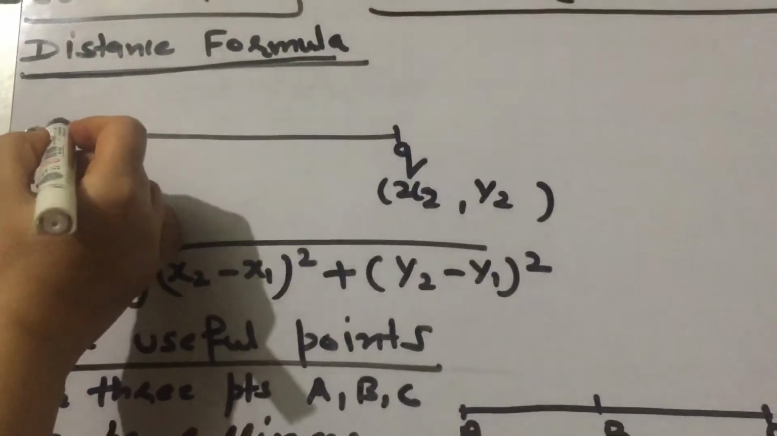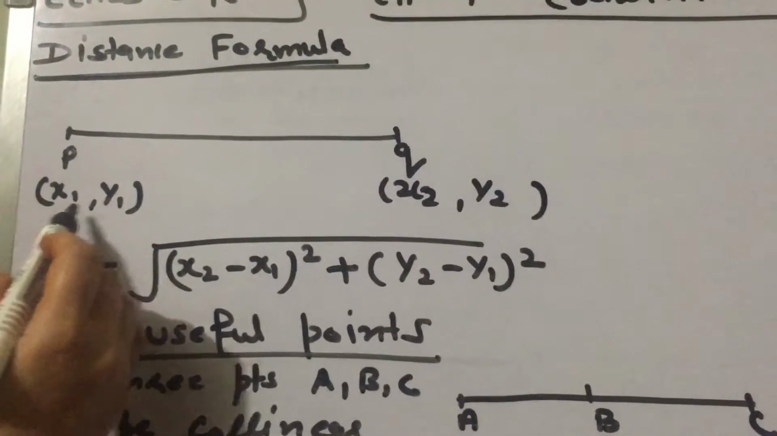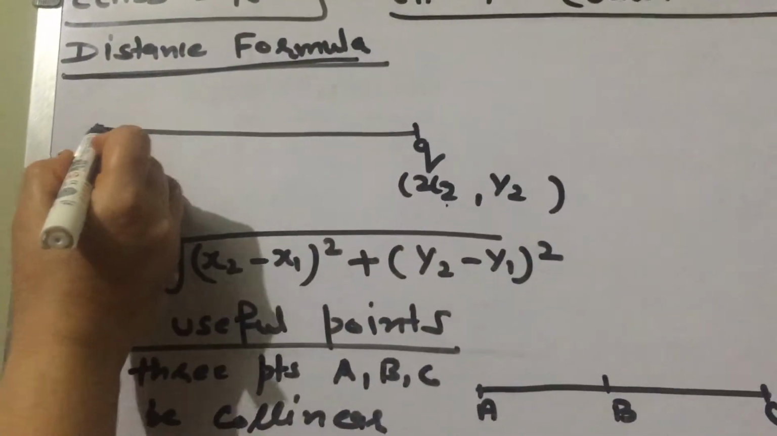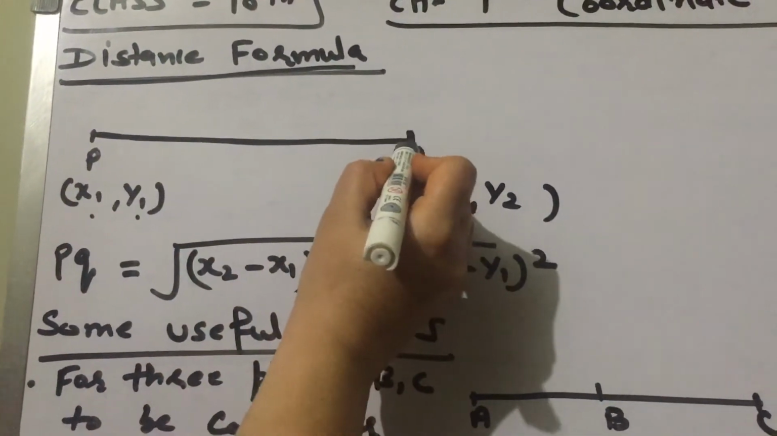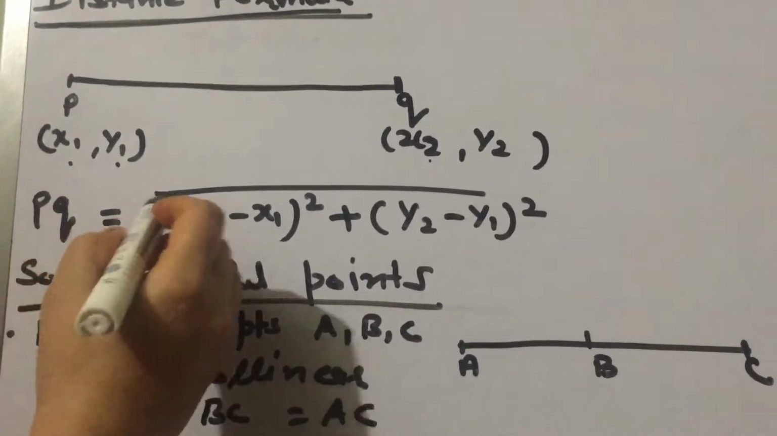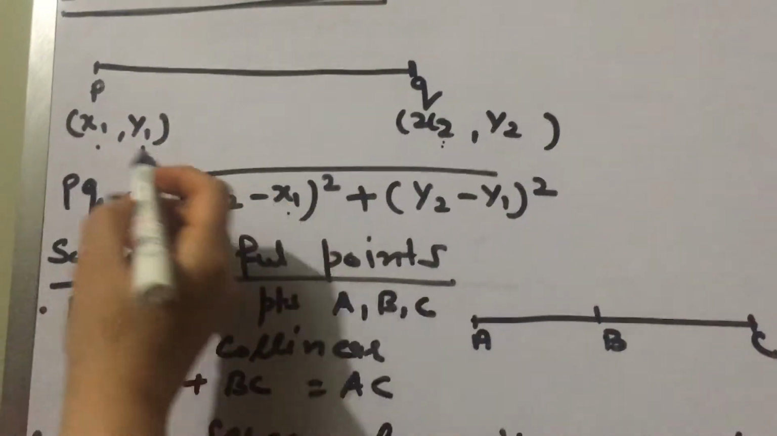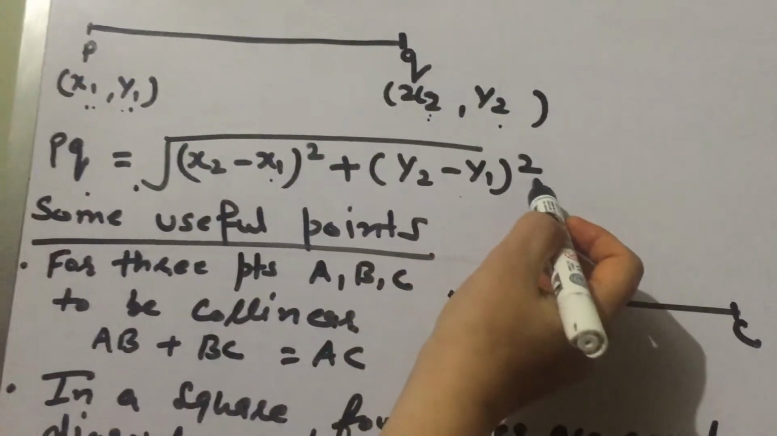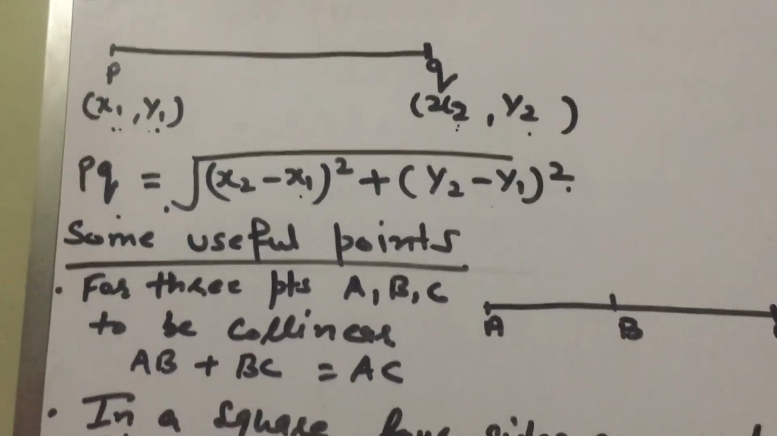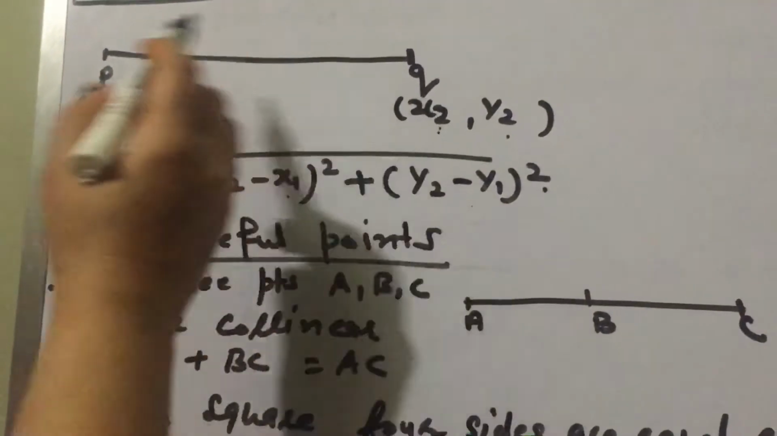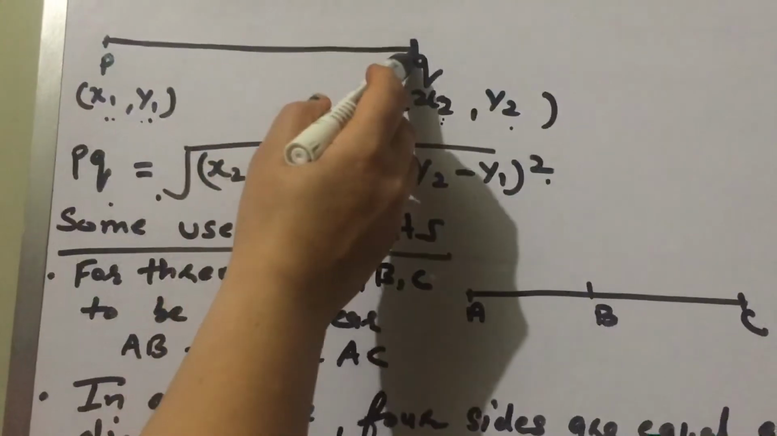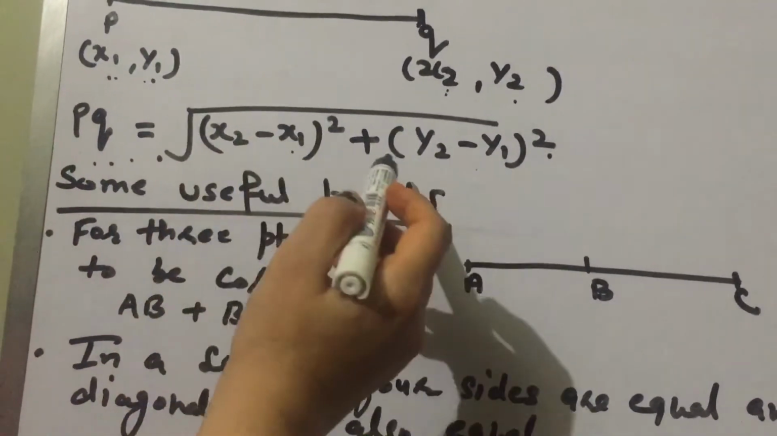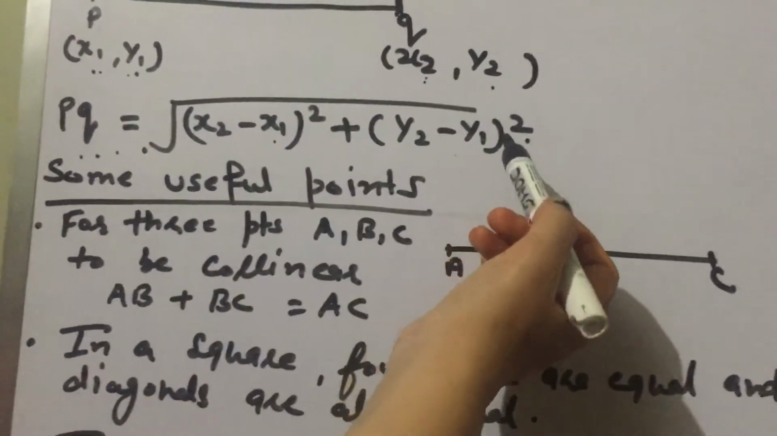Distance formula. Now the coordinates of P are given as x1, y1 and the coordinates of Q are given as x2, y2. We have to find the distance between P and Q. PQ equals the square root of (x2 minus x1) whole square plus (y2 minus y1) whole square. This is the formula to find the distance between two points. If we have to find the distance between P and Q, then we have to apply this formula.